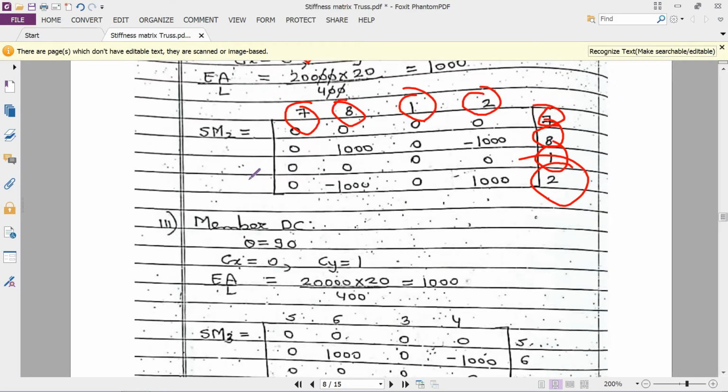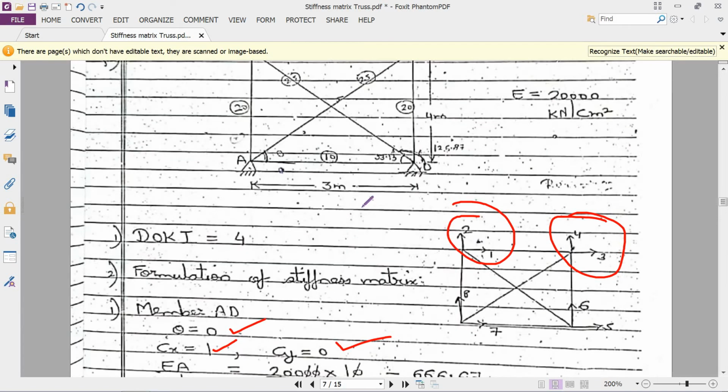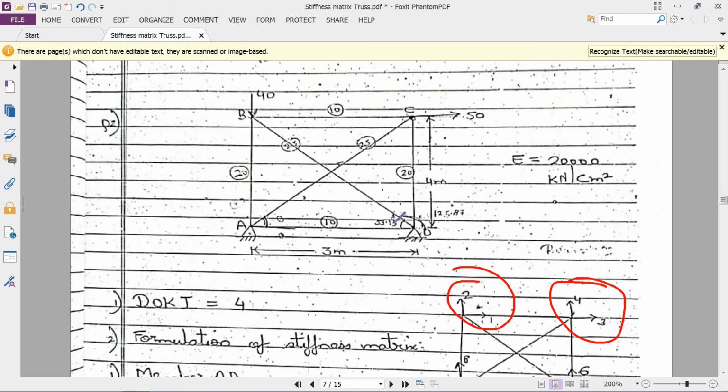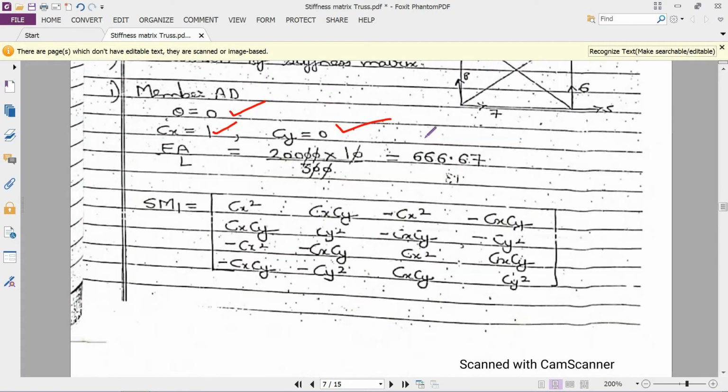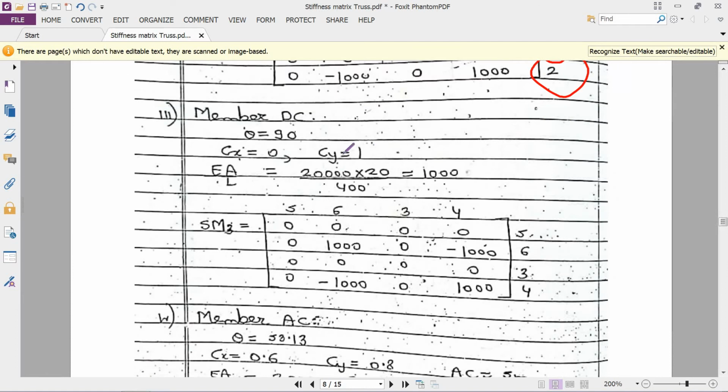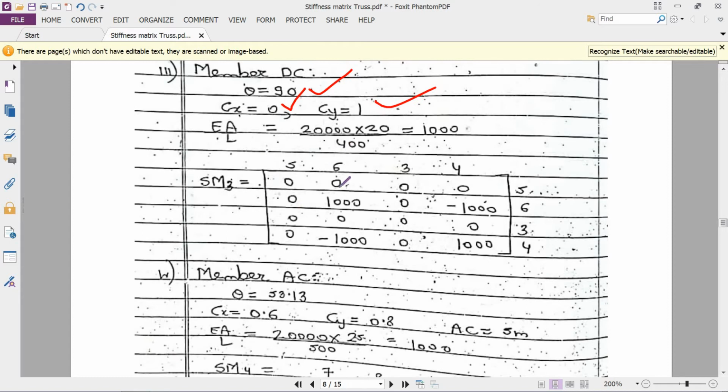Next is the member DC. In DC again the angle theta is 90 degrees, Cx is 0, Cy is 1. Then we have to calculate EA by L. Then again the structural matrix will be calculated as per the coordinates. This is 5, 6, 3, 4, again 5, 6, 3, 4.